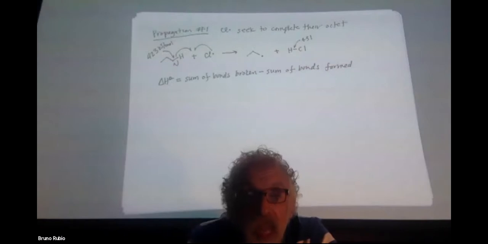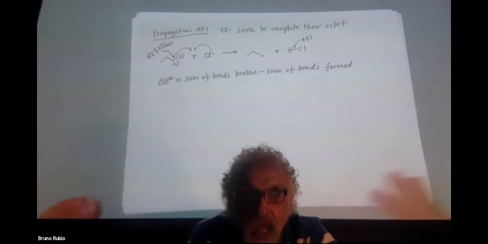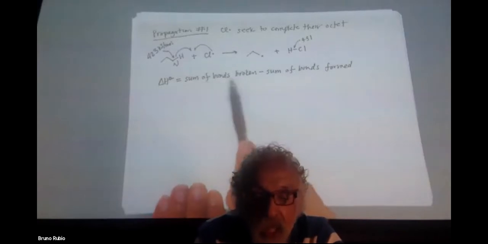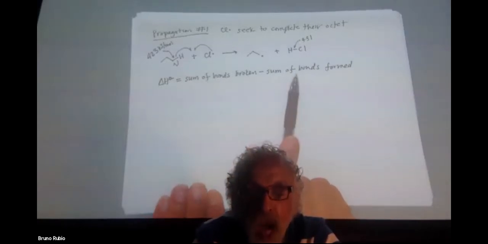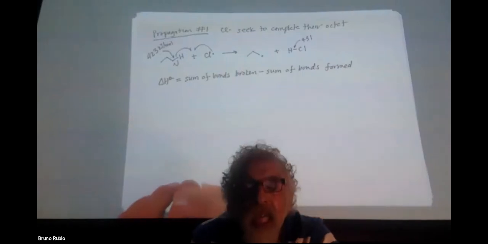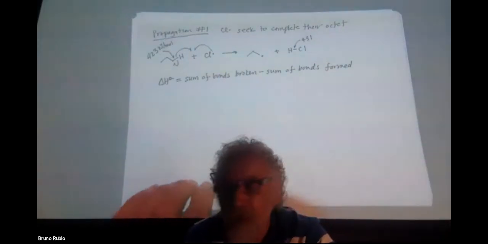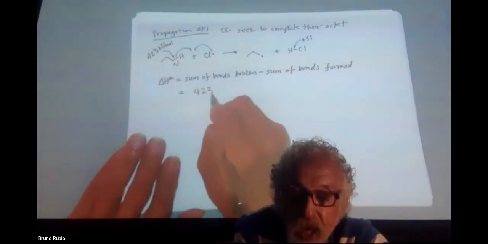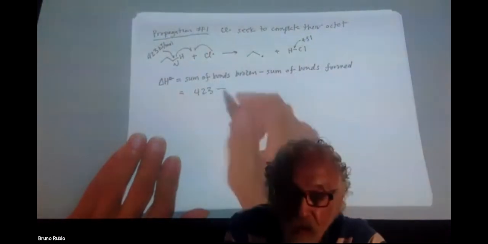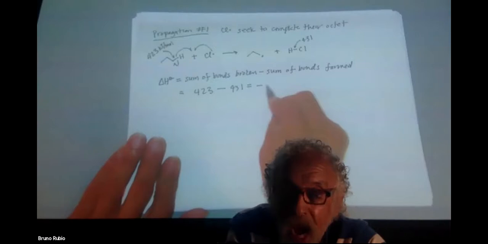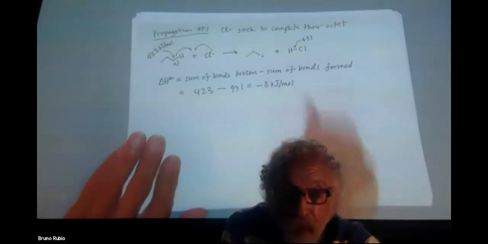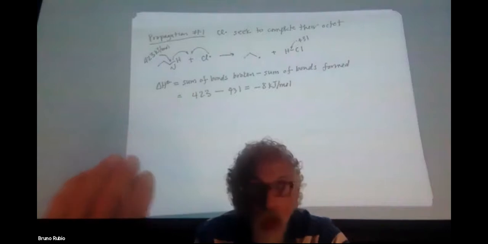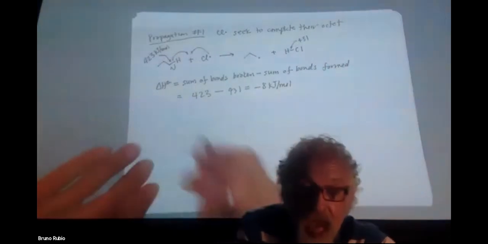Now this makes sense because bond breaking is endothermic, right? You have to put heat or energy into the system to get that bond to break. So these numbers are going to enter in as positive numbers. Bond formation is exothermic. Heat leaves the system. So these numbers are going to come in as negative numbers. Okay, so who was the bond that was broken? 423. Who is the bond that was formed? 431. Total -8 kilojoules per mole. Okay, so that's one thing that could happen, but it's not the only thing that can happen.